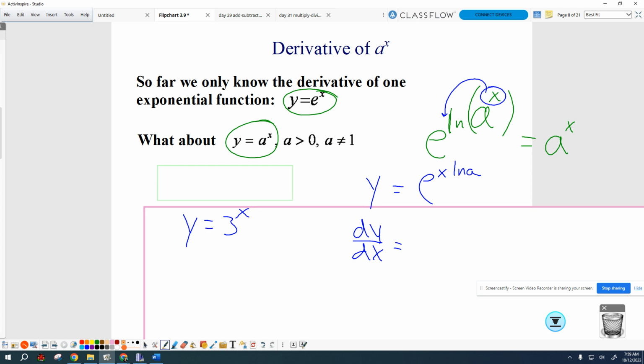Sydney said a second ago, the derivative of e to the stuff is e to the stuff. So here we go, e to the stuff. And then she said times the derivative of the stuff. So Hadley, what is the derivative of this x ln a? Camden said ln a is just a number. So if this was 2x, what's the derivative of 2x? Just 2. So this is just that yucky looking number. That still looks gross.